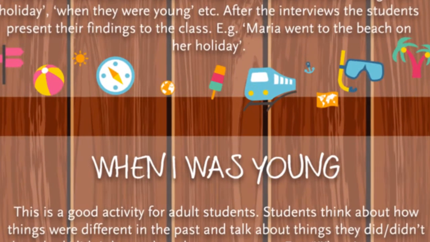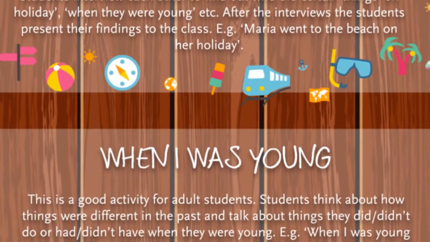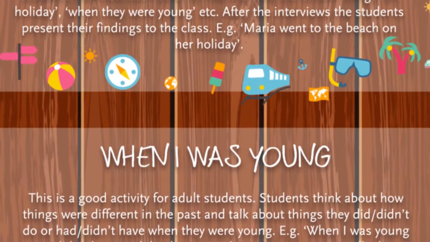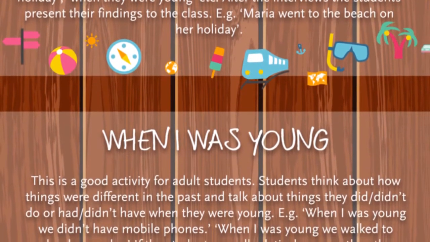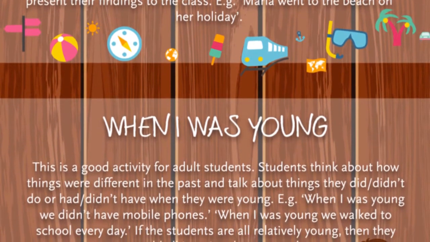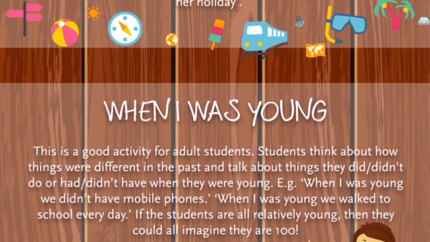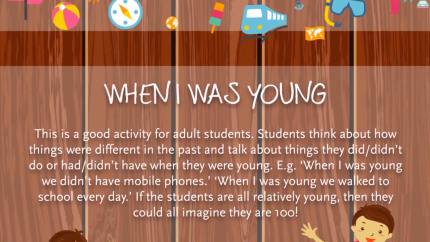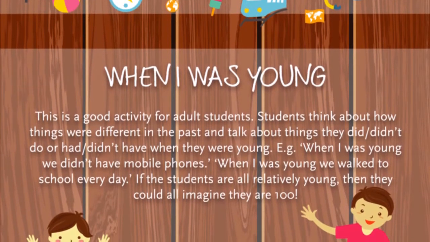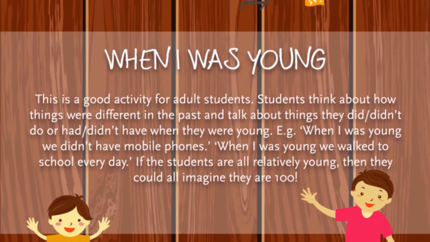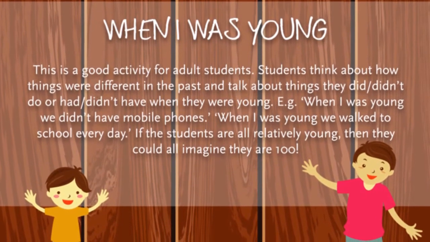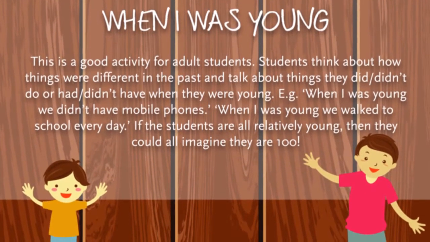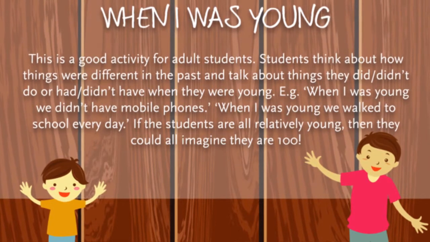When I was young. This is a good activity for adult students. Students think about how things were different in the past and talk about things they did or didn't do, had or didn't have when they were young. For example, when I was young, we didn't have mobile phones. When I was young, we walked to school every day. If the students are all relatively young, then they could all imagine they are 100 years old.